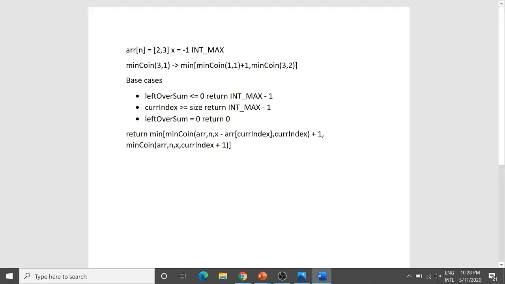And what was this subproblem? It says that I am currently sitting at index 1 or 2. Starting from this index till the end of the array, how can I make 1 out of it? Again, you cannot make 1 out of it. So the answer is int max. So we have an answer of min coin 1 1 as int max again.